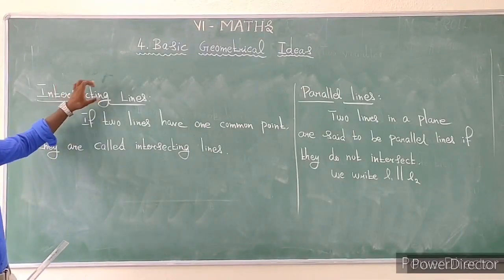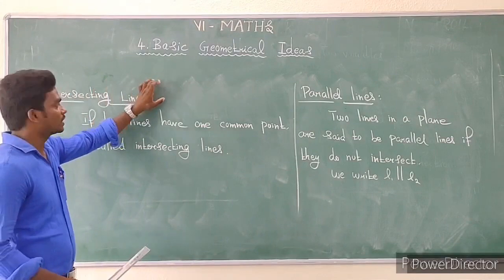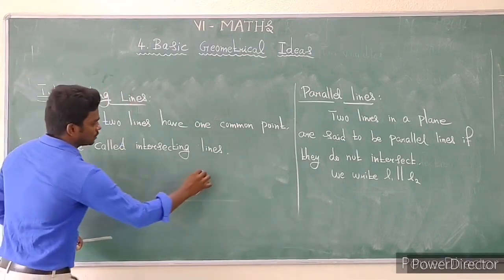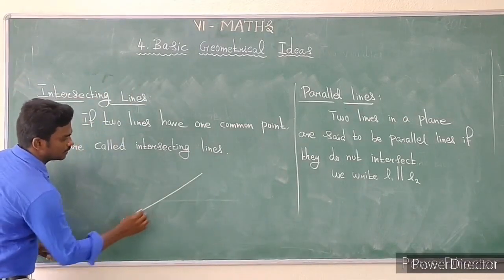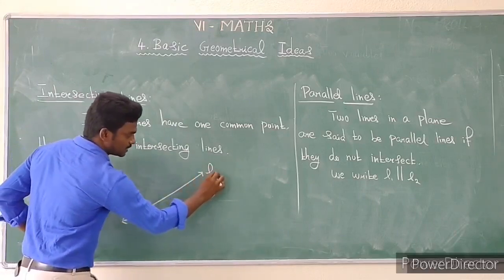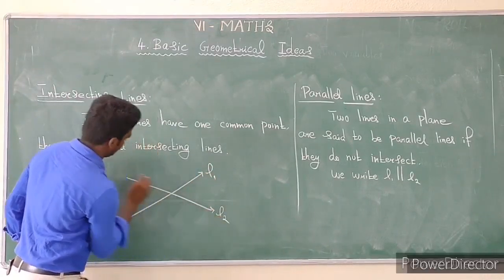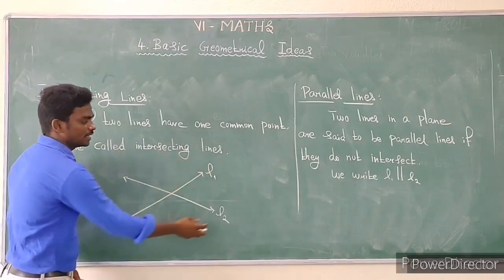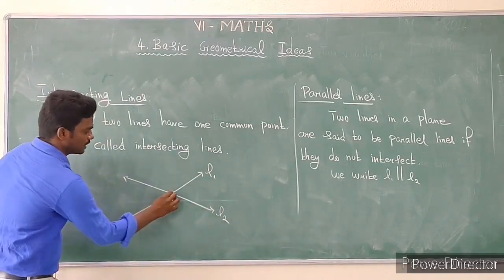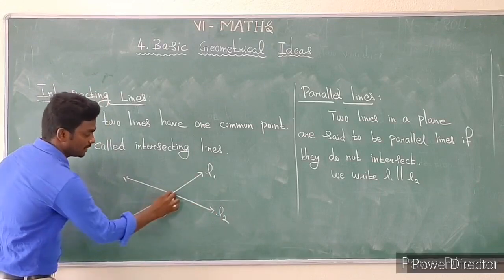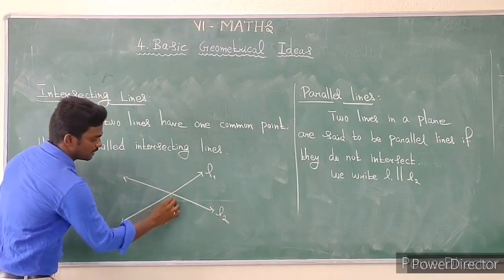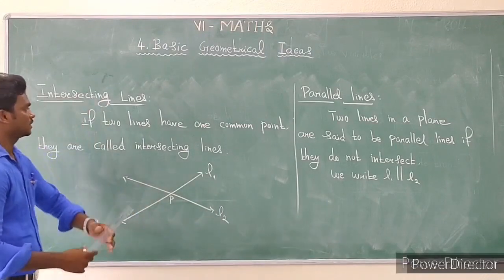So next one, what is an intersecting line? We can draw this line L1. We choose this line as L1, and another line is L2. So L1 is one line and L2 is the other line. They can meet at any one point. This point is called P, that means the point of intersection.